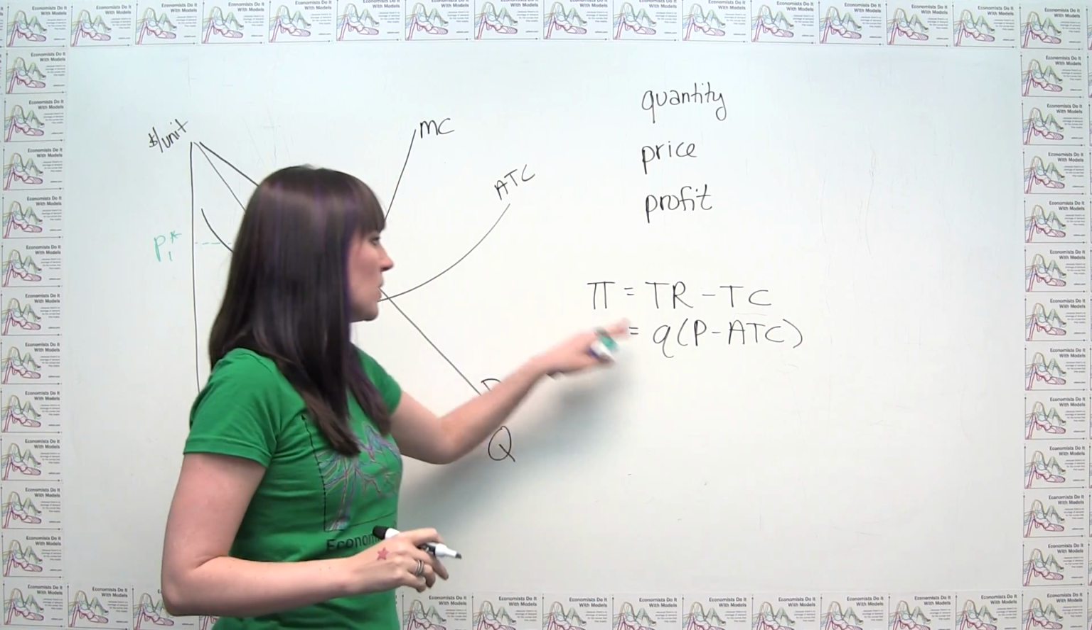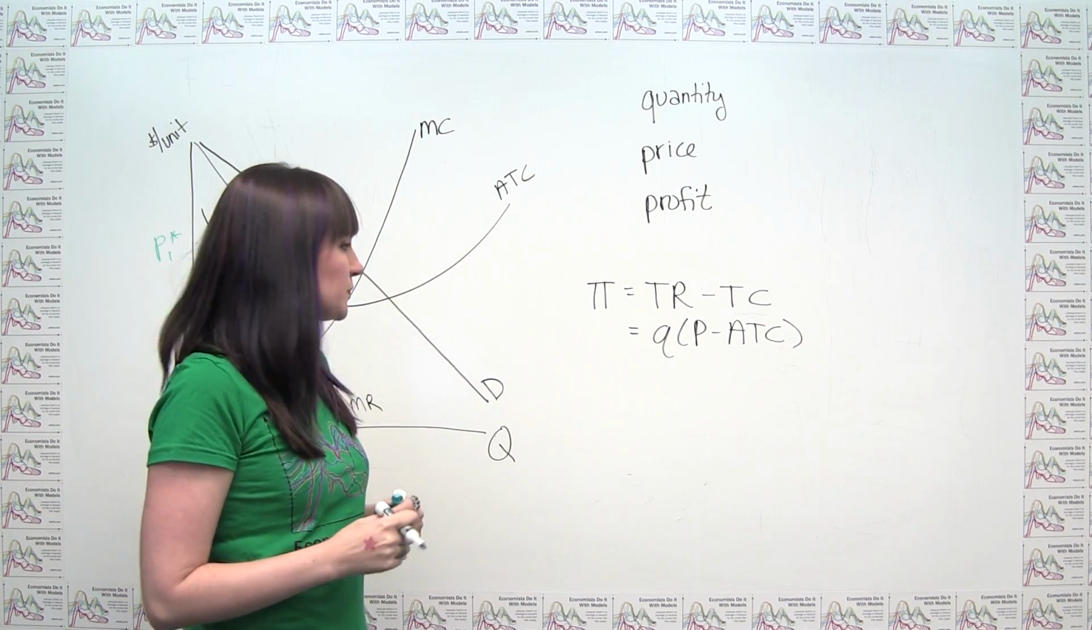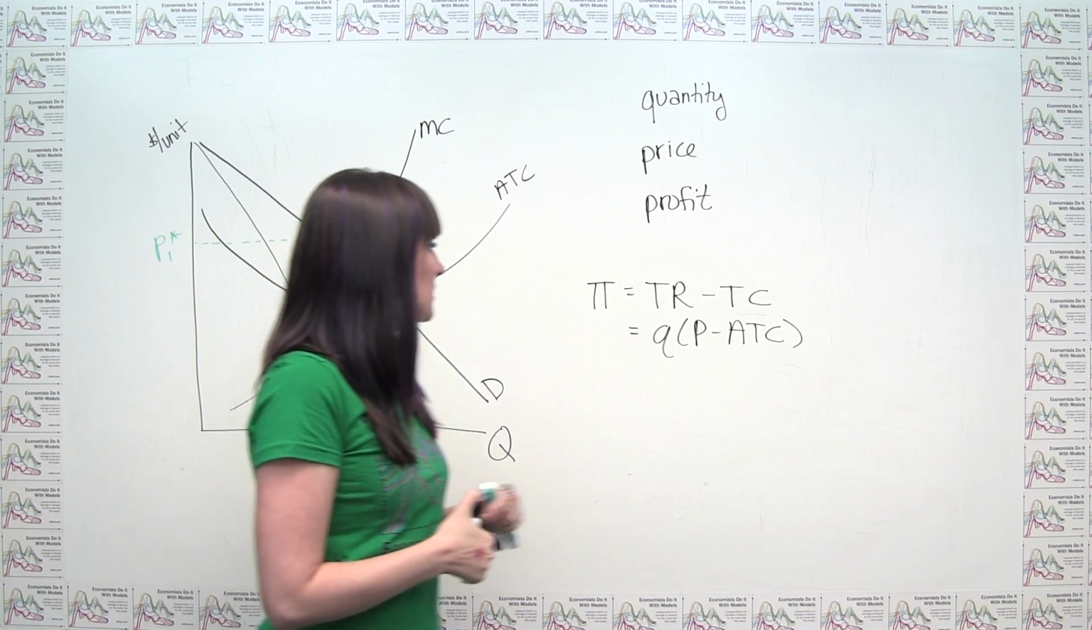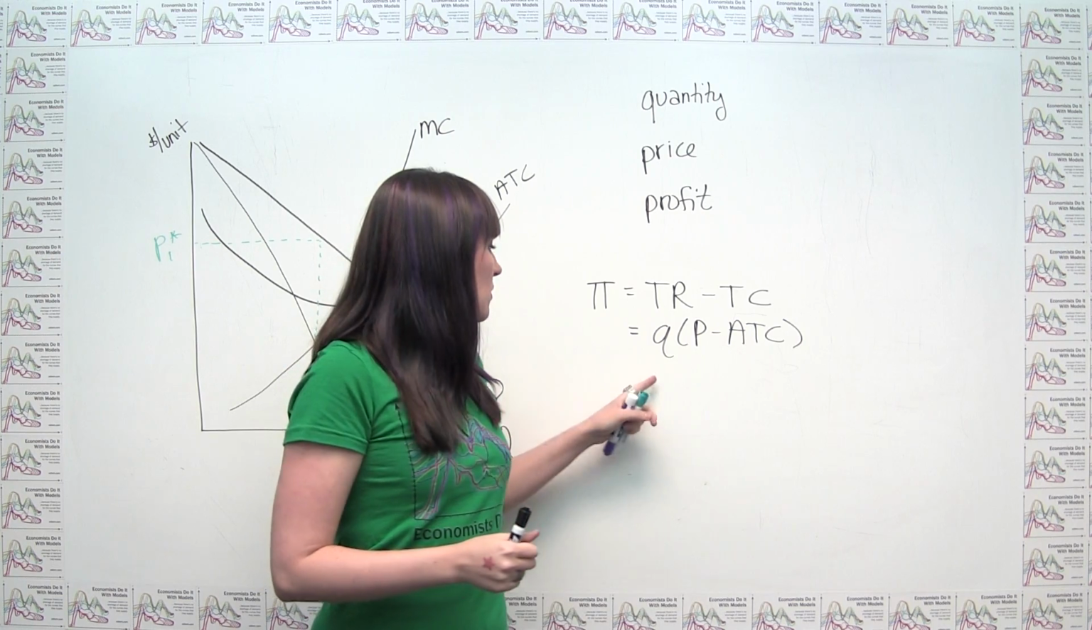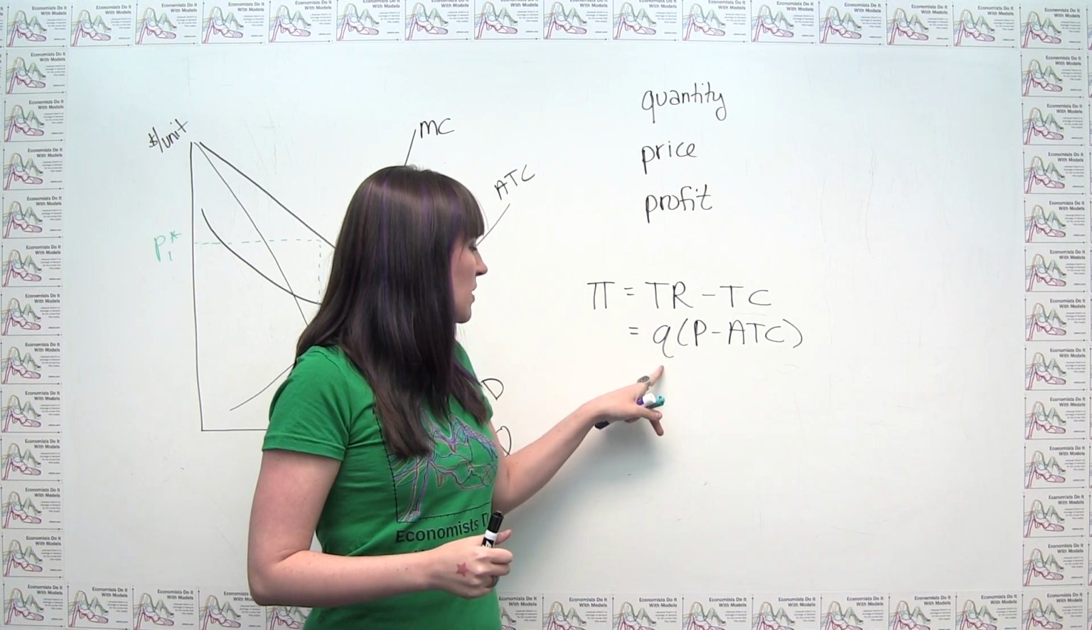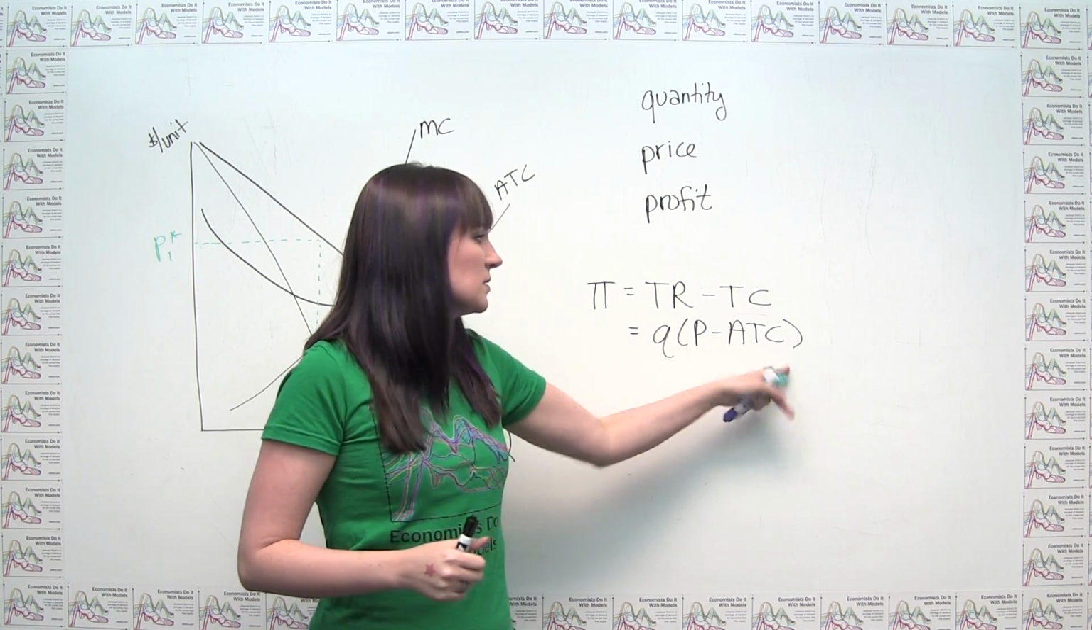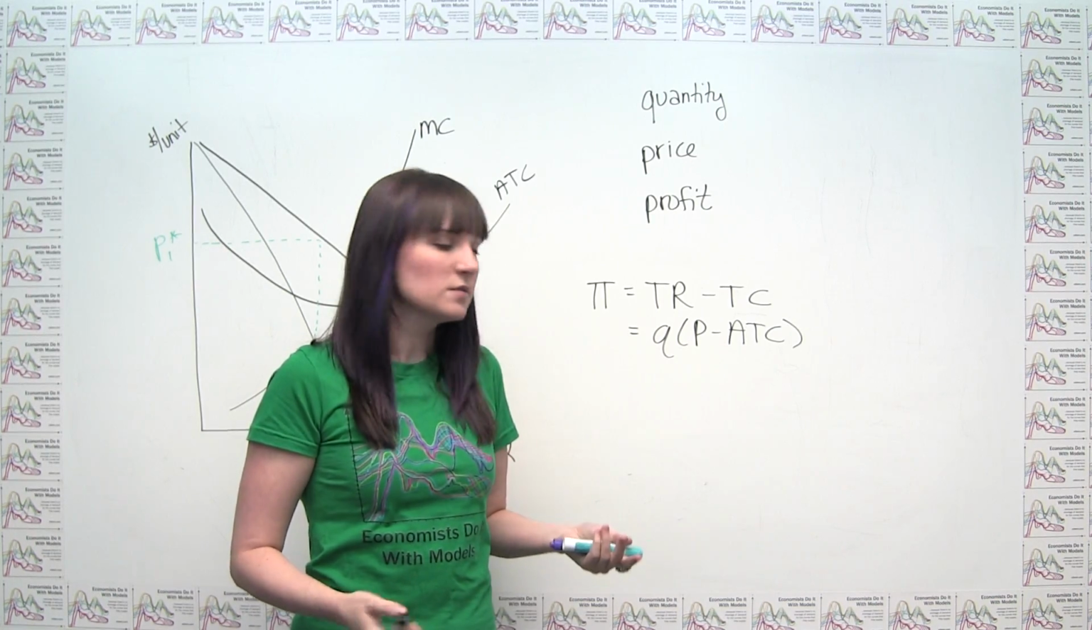That this is just another way of writing this profit equation. And then we can see that this corresponds to a rectangle on our diagram where the horizontal distance is the quantity produced and the vertical distance is price minus average total cost.